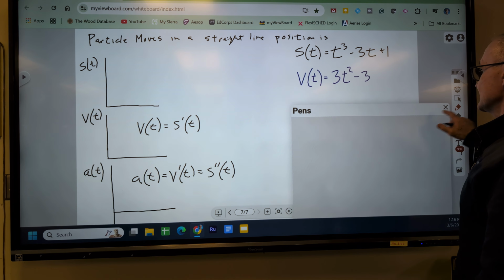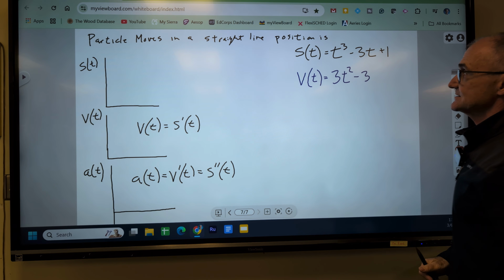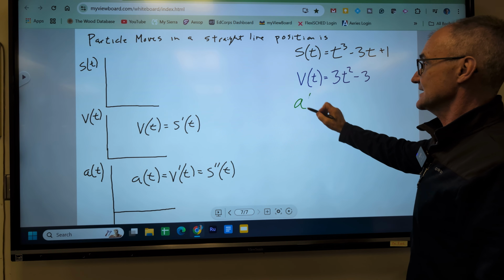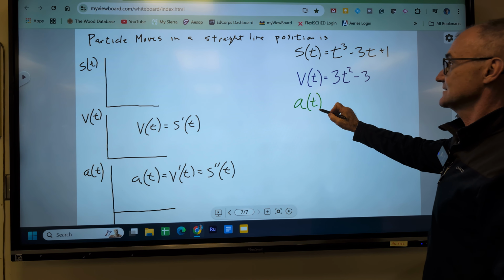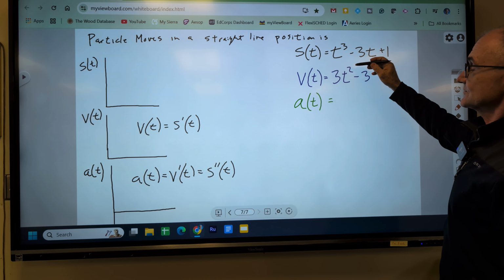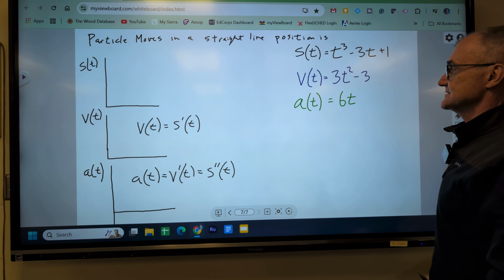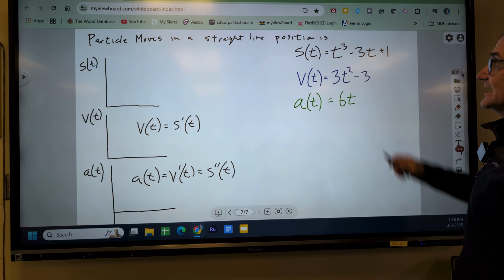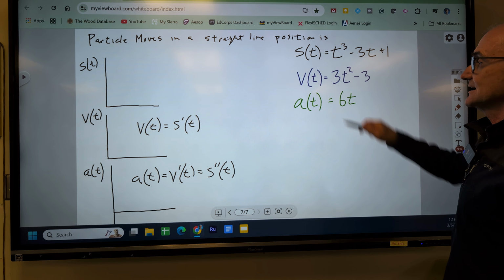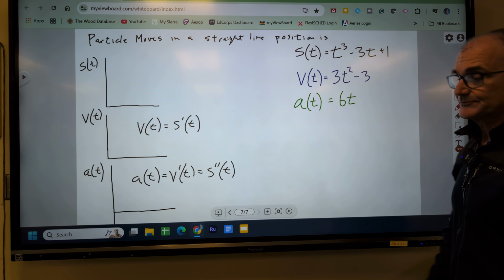From there, if I were asked to find the acceleration, I could take the second derivative of the displacement, or I could just see that the acceleration is the first derivative of the velocity. Use my rules of derivatives. Power rule, the 2 comes down in front, and I get 6t. So now I have my displacement function, my velocity function, and my acceleration function, all from taking the derivative.